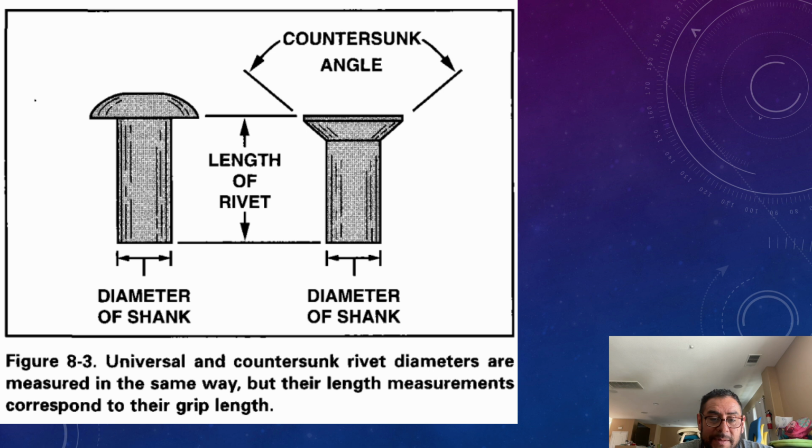Universal and countersunk rivet diameters are measured in the same way, but their length measure corresponds to their grip strength. So the length of the rivet, right? If it's countersunk, it's counting the entire rivet. Now if it's not countersunk, it only counts from where it's touching the material or the sheet metal. It doesn't start up here. Pay attention. It starts from where it's touching or embracing the sheet.